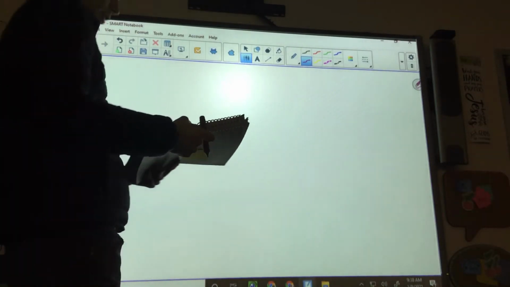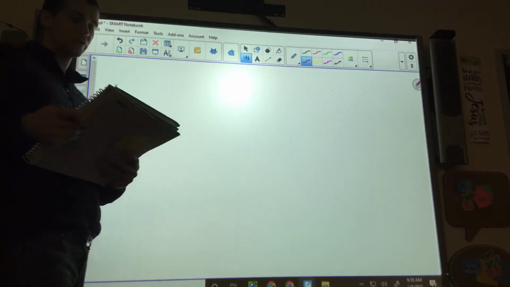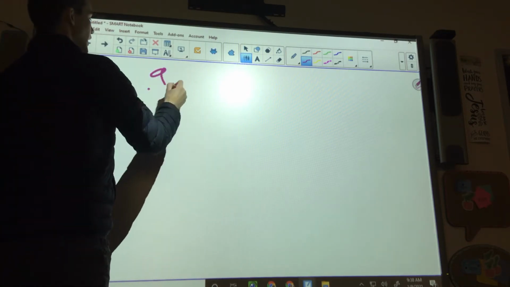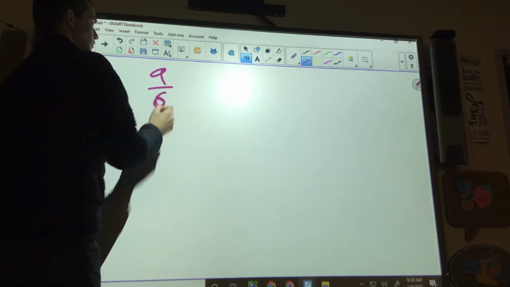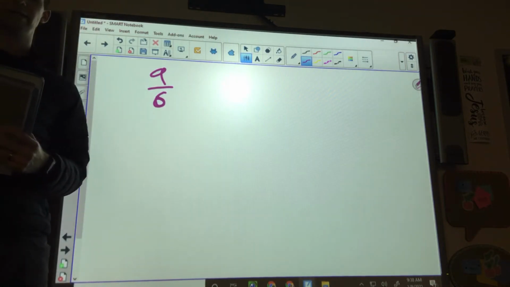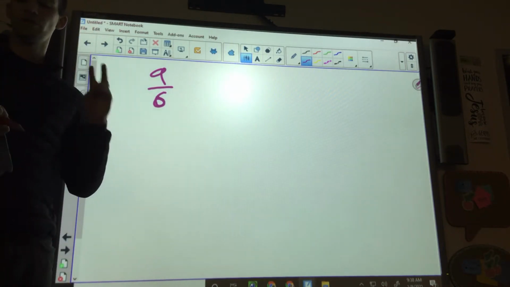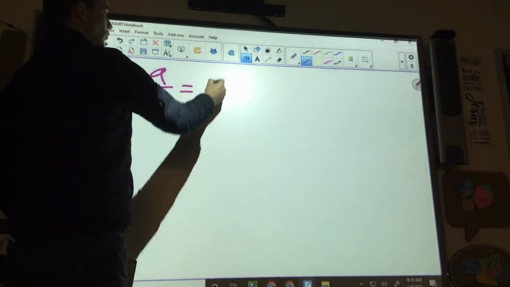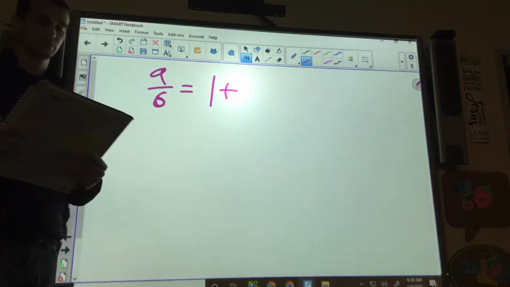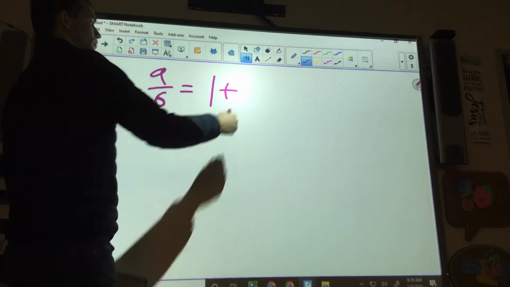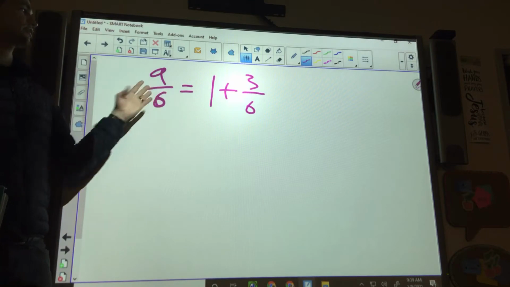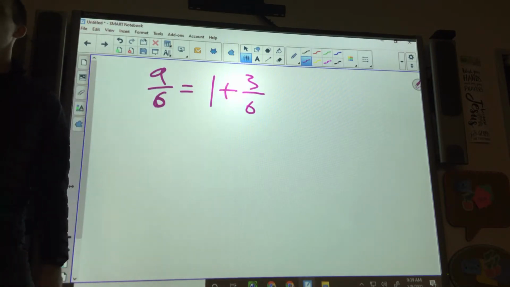Okay, we're on page 138. It says division expressions as decimals. So if you have 9 over 6, they want 9 over 6 as a decimal. So they look at it and they say, hey, it looks like 9/6. We're going to change that as 1 plus 3 over 6. How does the 9/6 become 1 3/6? 1 plus 3/6.